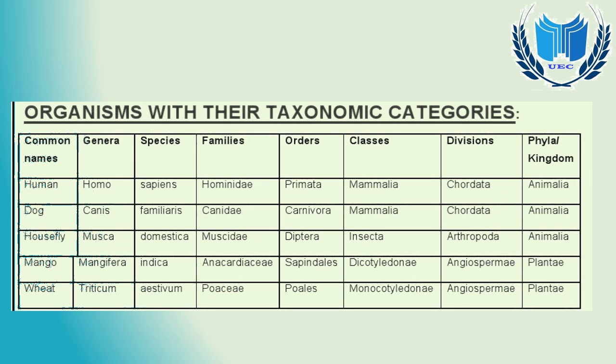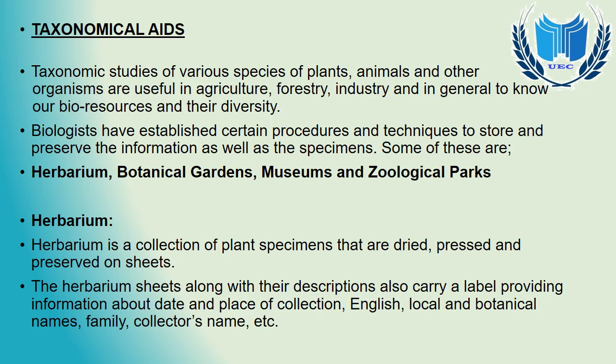So with this we can very easily understand how the taxonomical categories are given to different organisms. Now the taxonomical aids. What are the taxonomical aids?